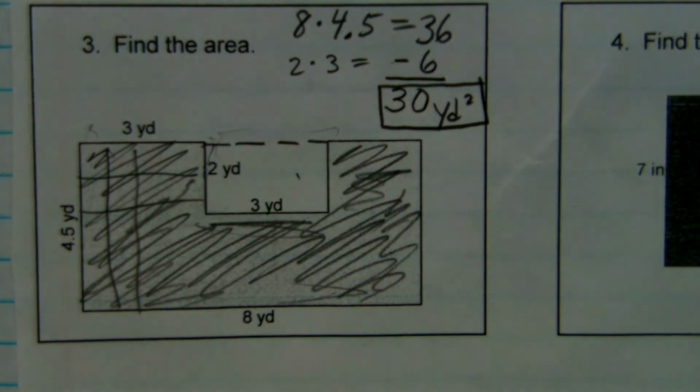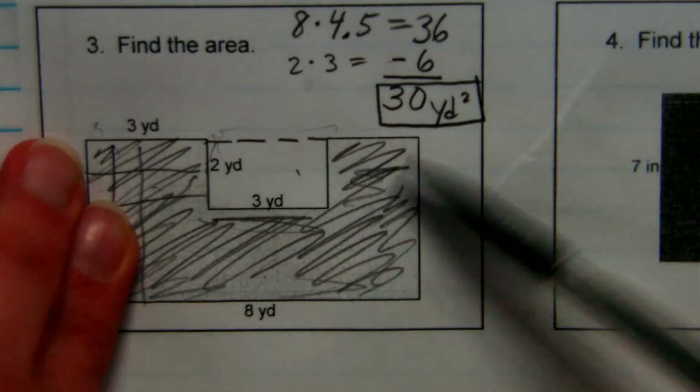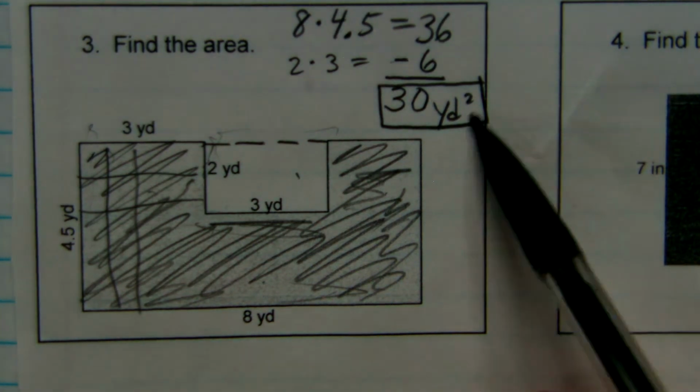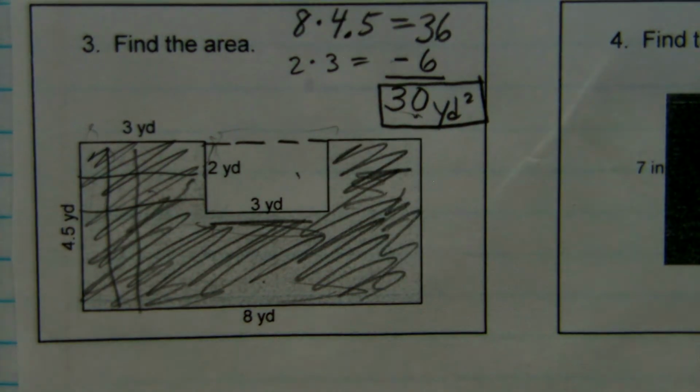Now, if you don't like using subtraction for these, or sometimes you may not have enough information to do some of these, you could also break this into 3 rectangles and add the areas together. That would be another option. But it's actually a little faster to do it this way. Okay?